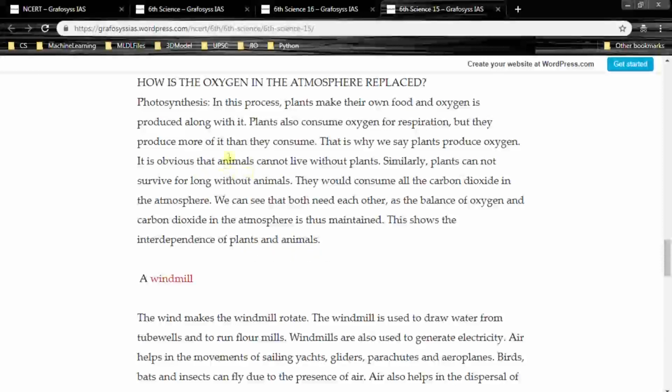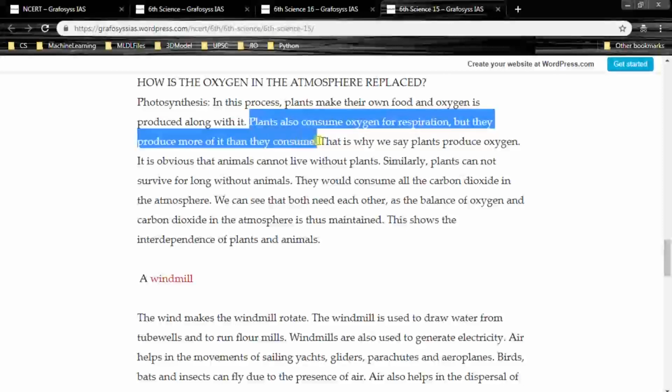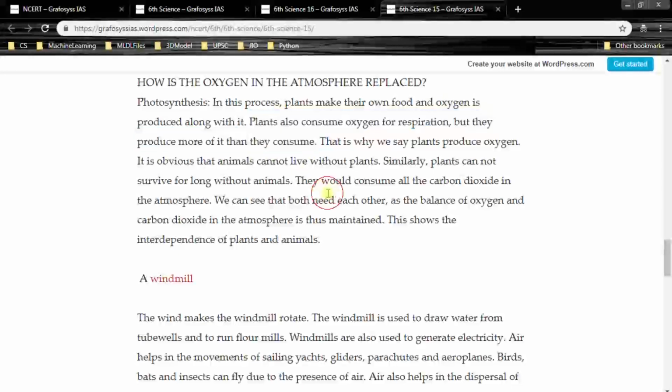So here it is said that plants consume carbon dioxide and release oxygen. Animals consume oxygen and release carbon dioxide. That's why both are interdependent on each other. Even plants also consume oxygen for respiration, but they produce more of it than they consume, right? This point is also to be remembered.